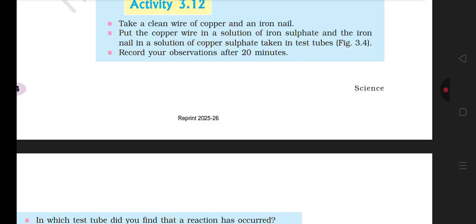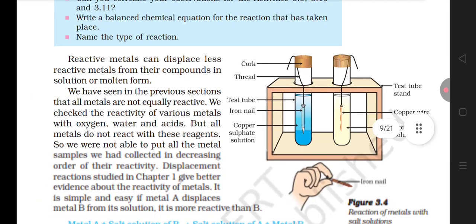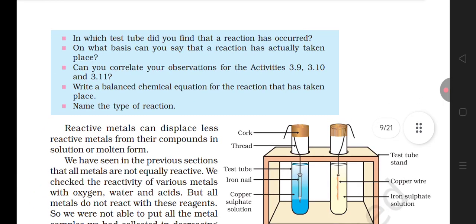But when the iron nail is added to the solution of copper sulfate, will the reaction take place? Obviously the reaction will take place because iron has more reactivity than copper, so it will displace copper and form a compound with the iron that copper was making. Okay. So in which test tube did you find that the reaction has taken place, in which the iron nail is added in the solution of copper sulfate?